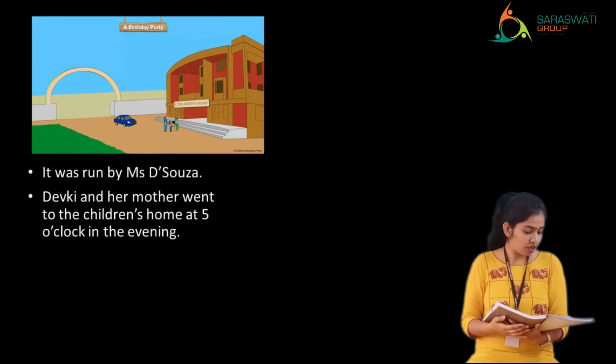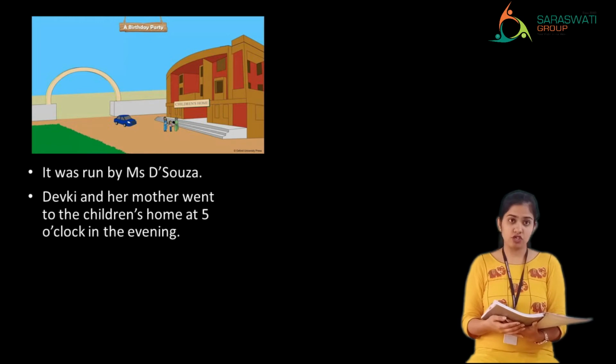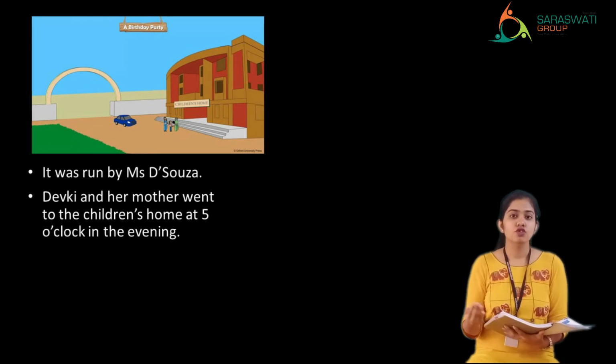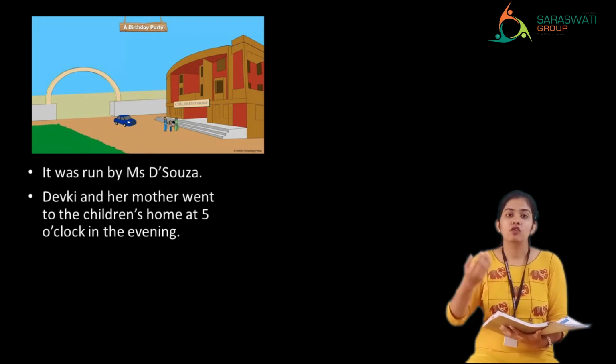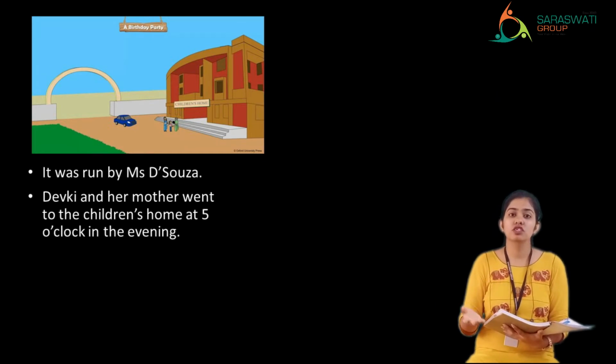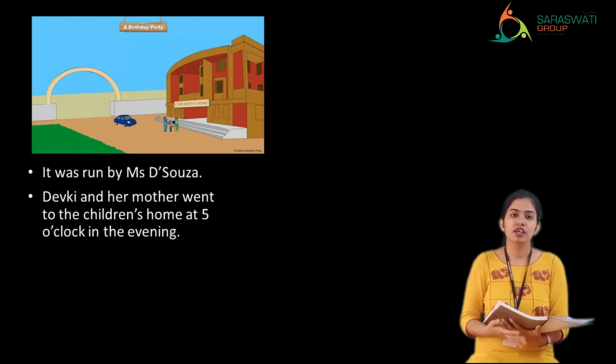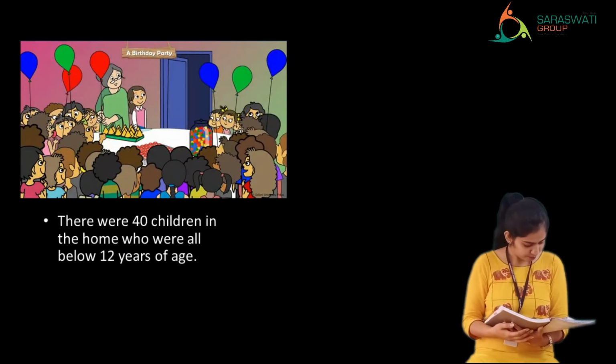Now, on her birthday, Devki and her mother went to the children's home at 5 o'clock in the evening. So, on Devki's birthday, at what time are they going to the children's home? They are going at 5 o'clock in the evening. Now, let's see what happens next.